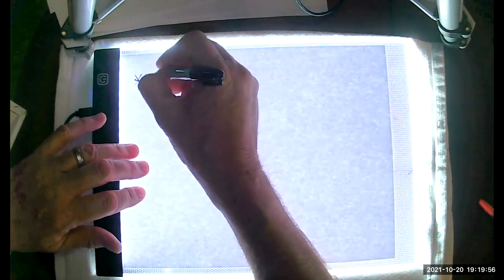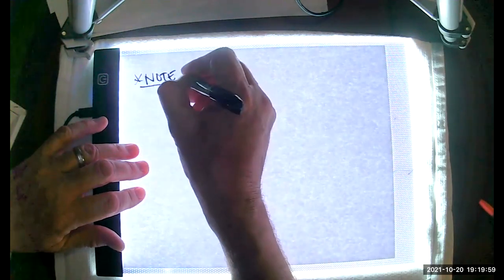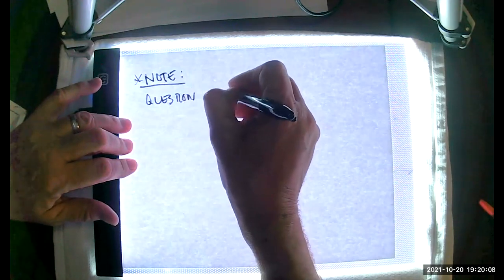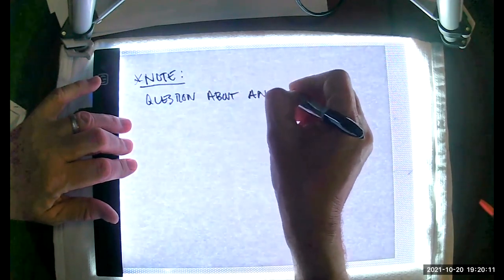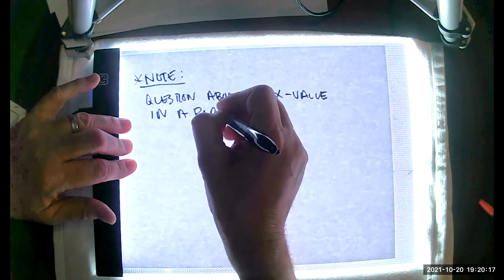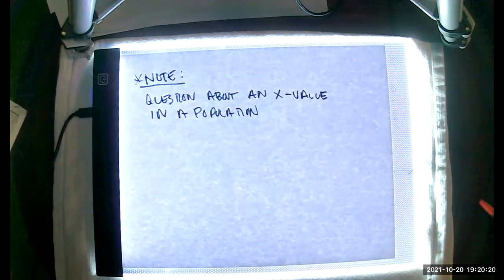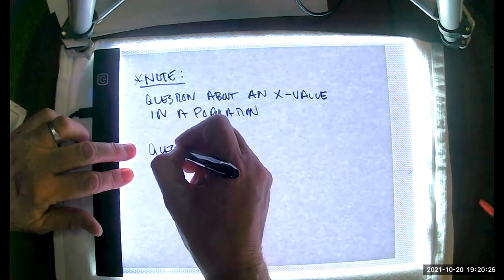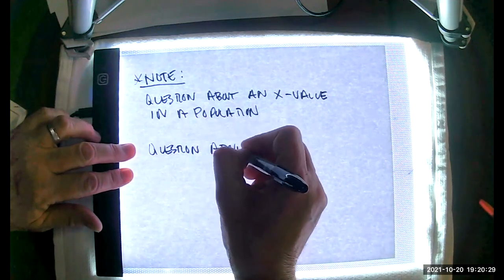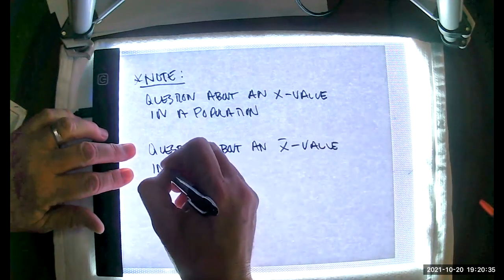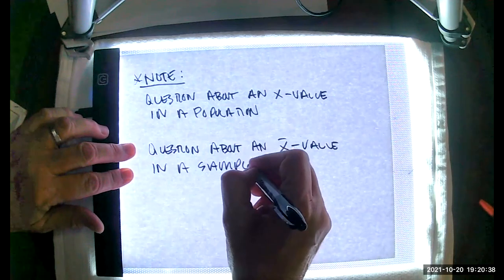Couple of things. And I'm going to go over some of the basics again tomorrow. We can have two types of questions. We can have a question about an x value in a population, and we can have a question about an x bar value in a sampling distribution.